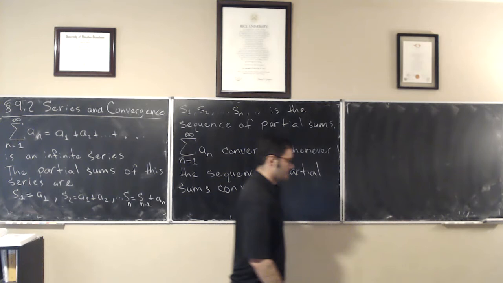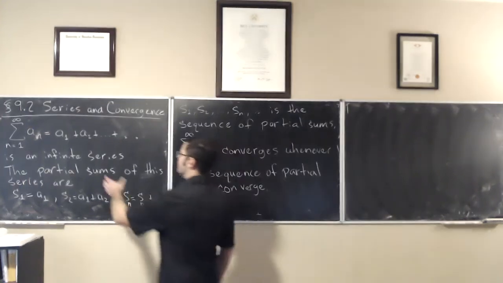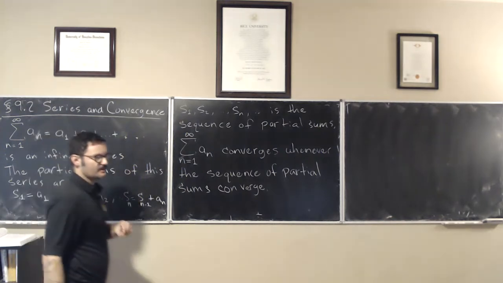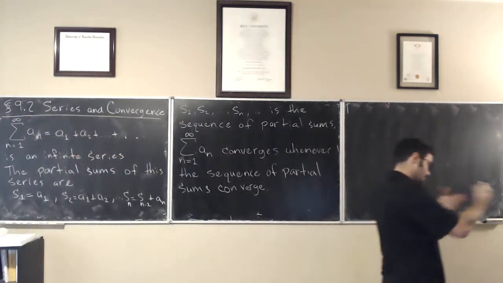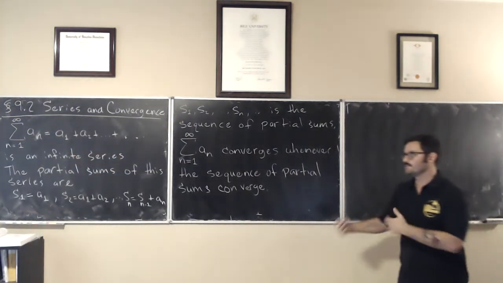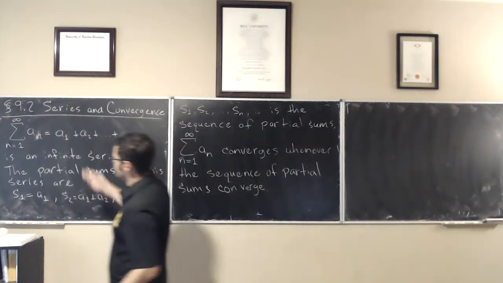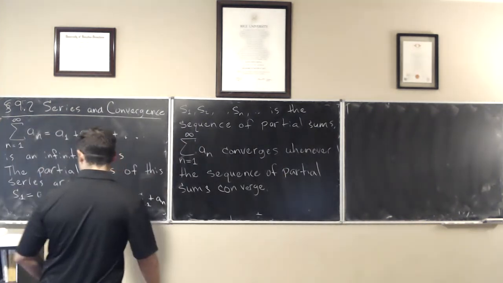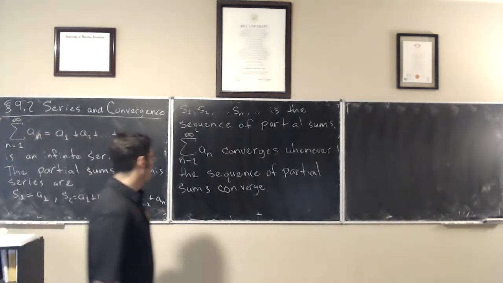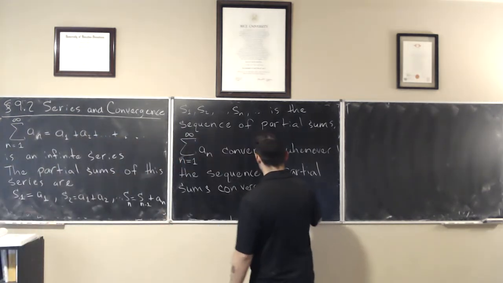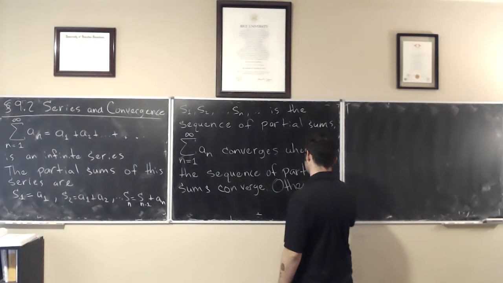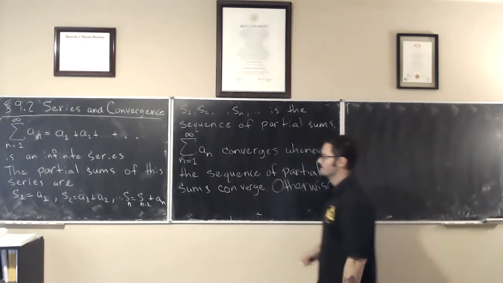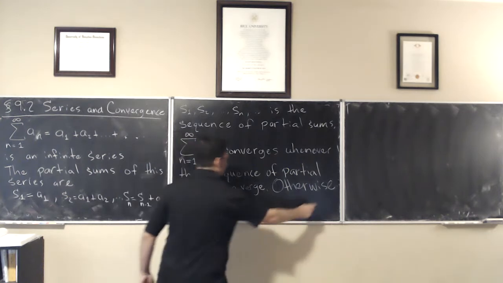Right, and this would make sense, right? If we're looking at pieces, ever expanding pieces of this sum, and those values are going towards some number, it would make sense that that's how we should define convergence of an infinite series. Otherwise, it diverges. So if the sequence of partial sums diverges or does not converge, then we say that the series diverges.